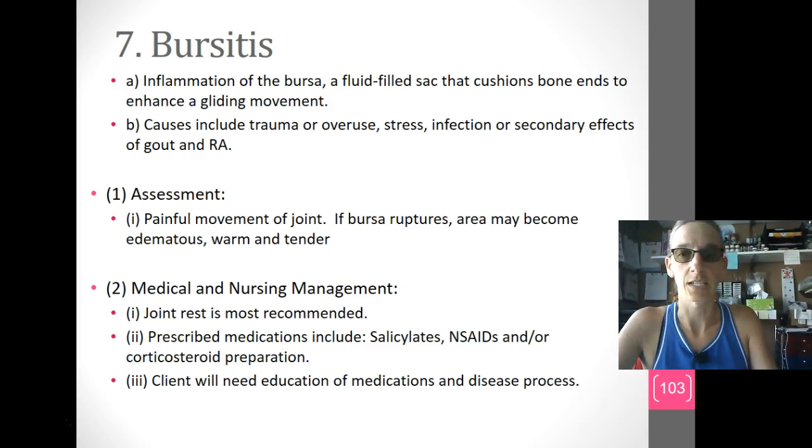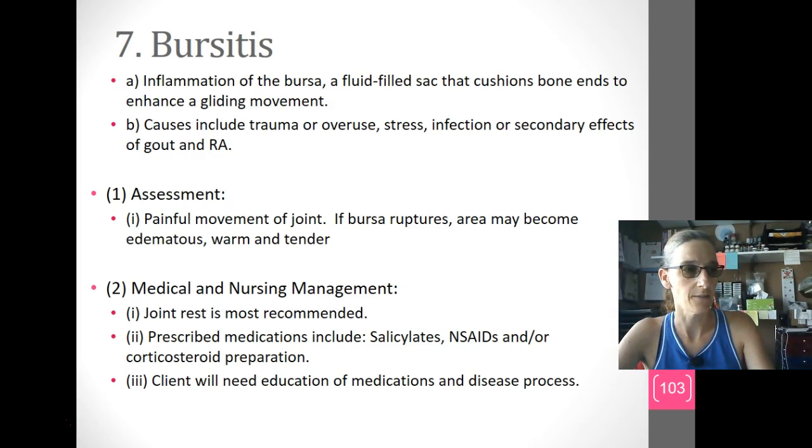The client will need education of medications and the disease process. If infection is the cause, the patient's obviously going to need some antibiotics. Need to be sure that you read pharmacological considerations on page 1094. After the pain and inflammation decrease, ongoing therapy involves mild range of motion exercises.